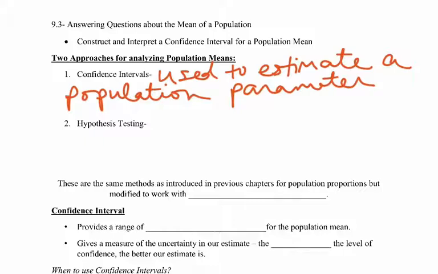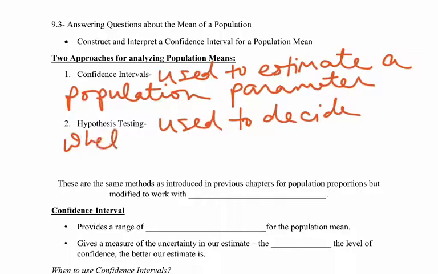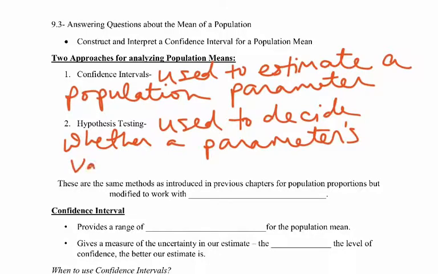Hypothesis testing, remember, is an answer to a yes or no question. Hypothesis tests are used to decide whether a parameter's value has changed from some value we've had before. So we're looking at the mean for a population.